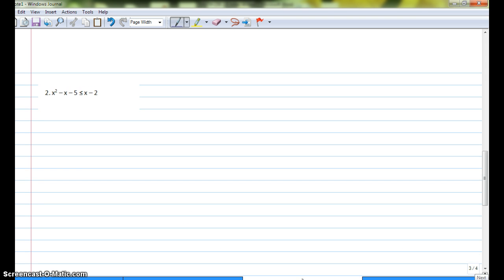Okay, so let's move on to the next problem. So here we have x squared minus x minus 5 is less than or equal to x minus 2. So for that first step, we want to subtract x from both sides.